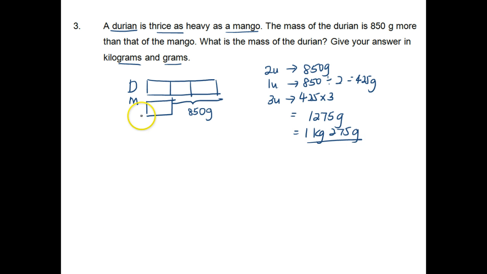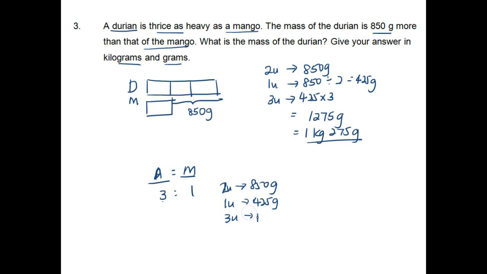That is the answer. How do I represent this using a ratio? I have durian and mango. Durian is 3, mango is 1. Durian is 850 grams more than that of the mango. So 3 units minus 1 unit is 2 units, which is 850 grams. So we can follow the steps. 1 unit is 425 grams. 3 units is 1275 grams, which is 1 kilogram 275 grams.